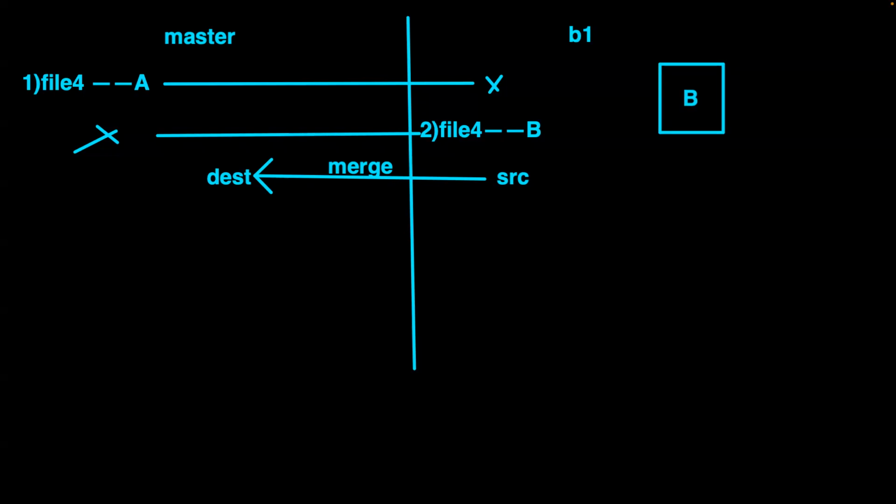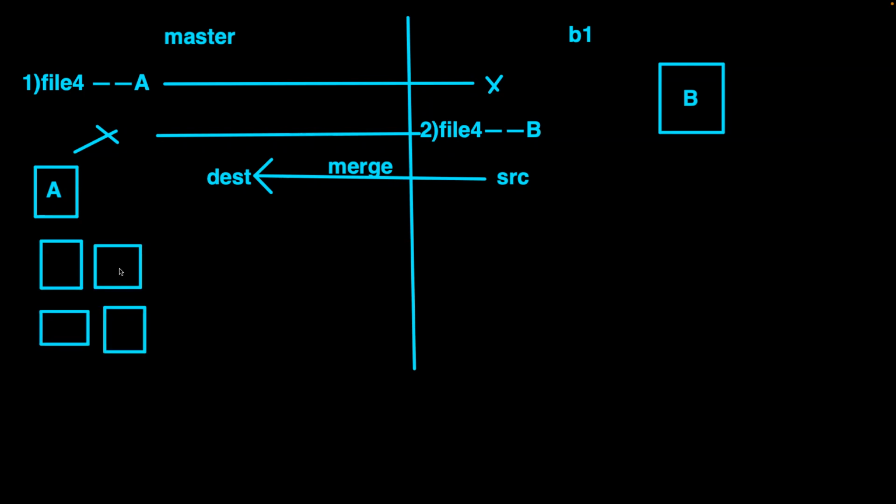And what is the commit history of file 4 on master? What is the commit history? Right? A. Simply A. Correct? Now, as per the meaning of merge, B should come and sit here. Okay, that's what it is, right? This B should come and sit here, means it should override A. Will Git do that? If Git does that, what is the point of using Git? It should not override this. Or else, should it keep only A and ignore B?